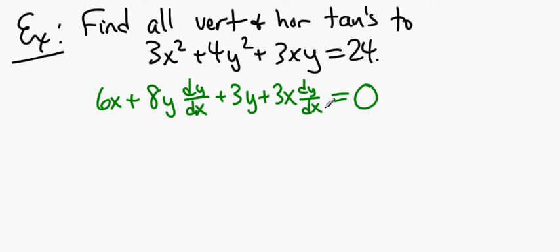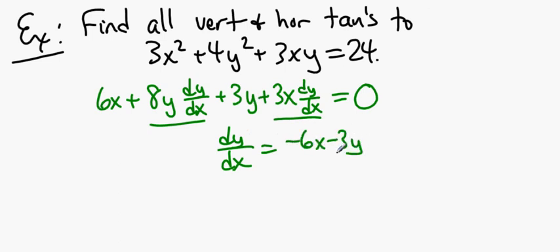And from here, I think we can do a couple things at once. We can collect the dy/dx terms, factor and divide, and know what dy/dx is going to be. The 6x and the 3y are going to be over there, and we will divide by 8y plus 3x.